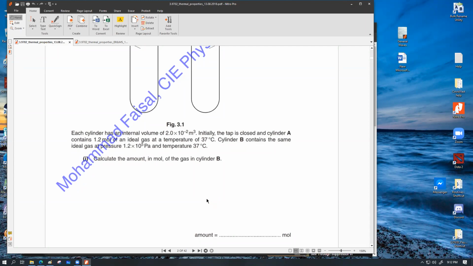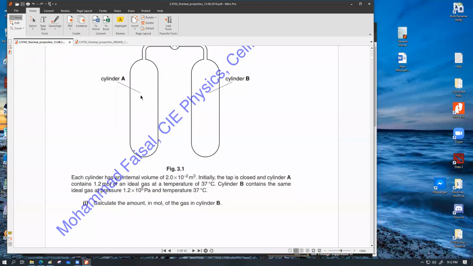That doesn't make sense. Initially, using A, you can calculate the initial pressure of container A if you apply the information for container A. But how does that help you find the final pressure of the gas? You can very well calculate the initial pressure of cylinder A. PV equals nRT gives you the pressure of cylinder A, so you're going to have a higher pressure compared to here, which is 1.2 times 10 to the 5 Pascal.